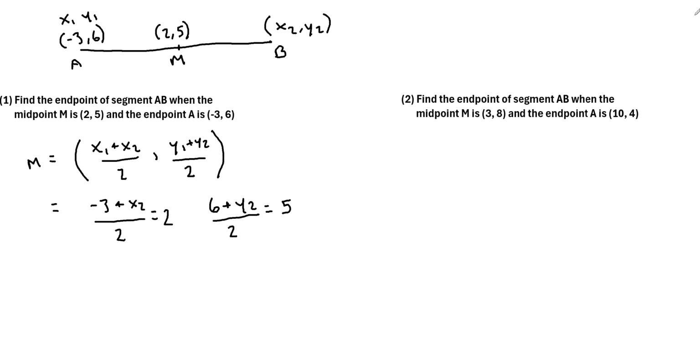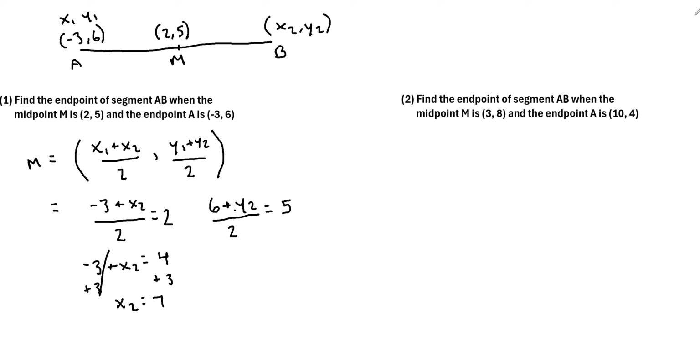So for this equation, we have negative 3 plus x2 divided by 2 is equal to 2. So we've got to figure out what is x2. The way that we can do that is we can multiply both sides of the equation by 2, and that will get rid of that denominator. So negative 3 plus x2 is equal to 2 times 2, that's 4. Now to solve for x2, we can add a 3 to each side. That leaves us with x2 is equal to 4 plus 3, that's 7. So x2 is equal to 7.